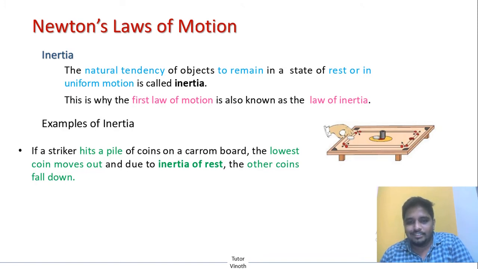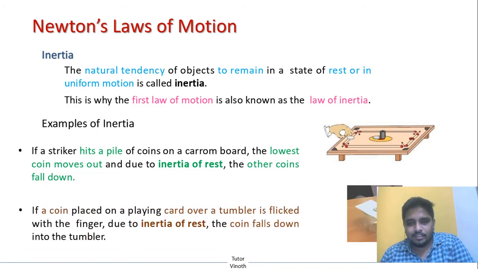Because we are hitting only the lowest coin, it moves since we have applied the force and compelled that object to move forward. Then the rest of the coins will fall down because the forces are not acting upon the rest of the coins. This is the Newton's law example.